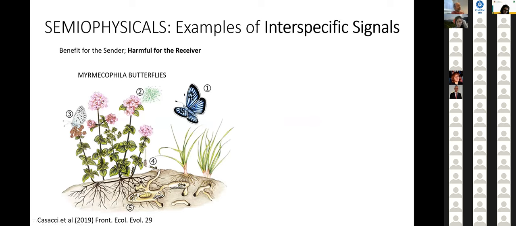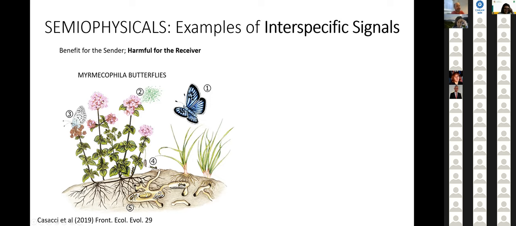An example also of how we can compare semiophysicals, vibrations, in this particular case with semiochemicals. We have signals that are harmful for the receivers and beneficial for the sender, like in the case of the Myrmecophila butterfly. This butterfly lays its eggs inside the ant nests, and the larvae, when they hatch, emit vibrations, and in this way the ants don't try to eat them, to kill them. So it's a defense vibration that they use to deter the attack from the ants.